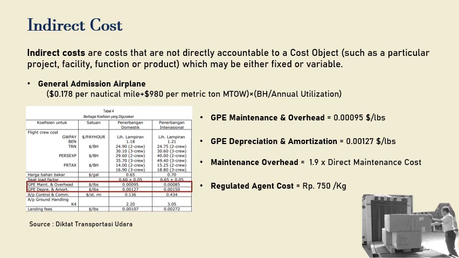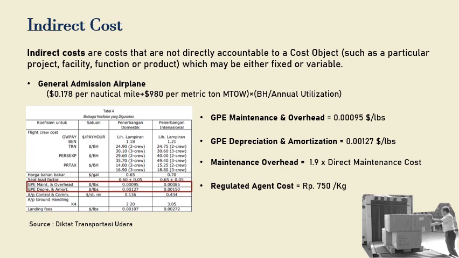The first one is the general admission of airplane. The formula is $0.178 per nautical mile plus $980 per metric ton MTOW, maximum takeoff weight, times the block hour divided by the annual utilization of the airplane.